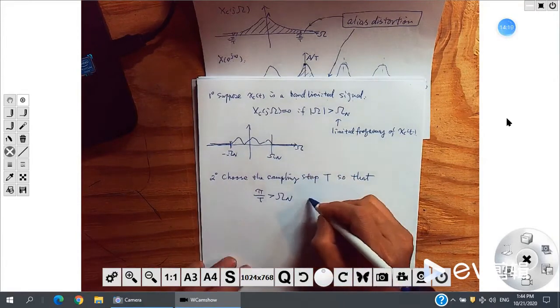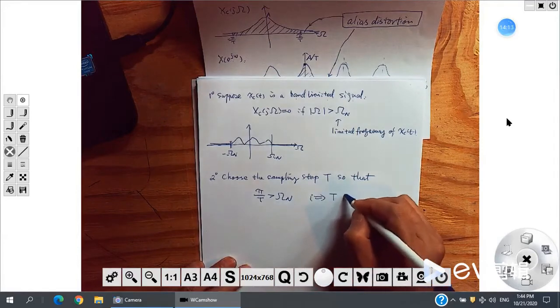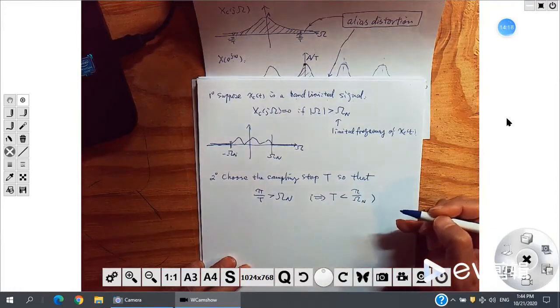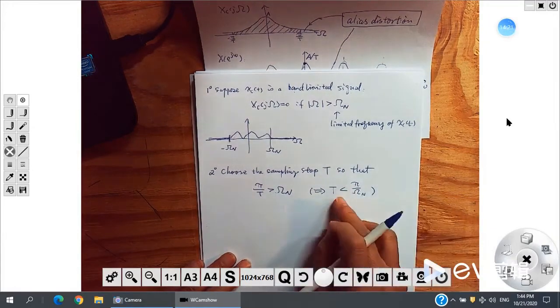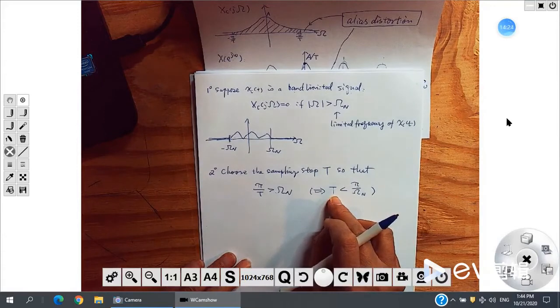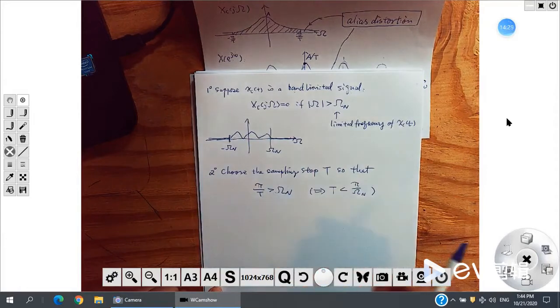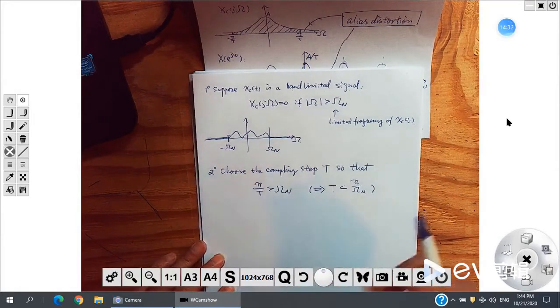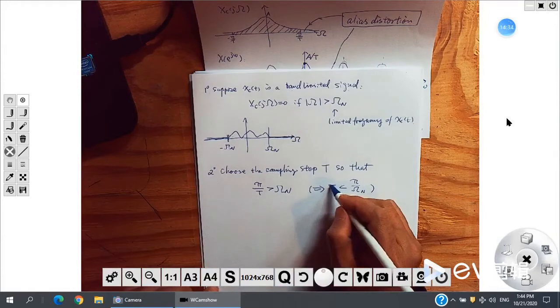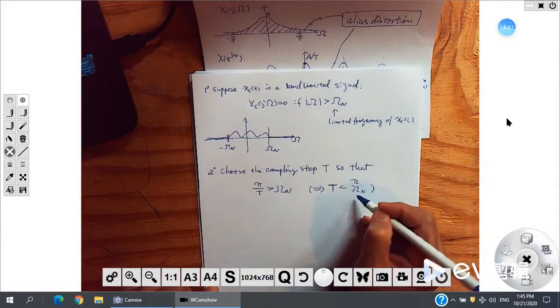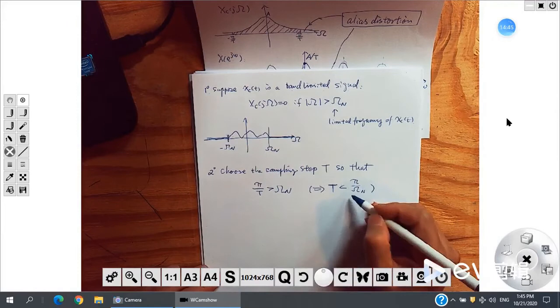So in other words, T was smaller than pi over omega n. T cannot be too large. We want some smaller T. Of course, if you use very small T, the quality of the sampled data will be good, but you need more space to store the data. If you just choose T a little bit smaller than this, that will be good. In real applications, people usually choose about 10% less than this number.